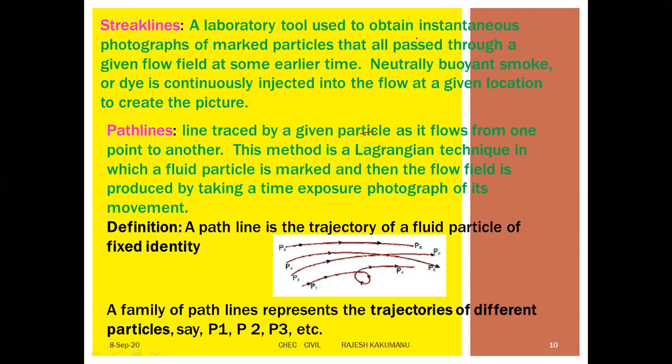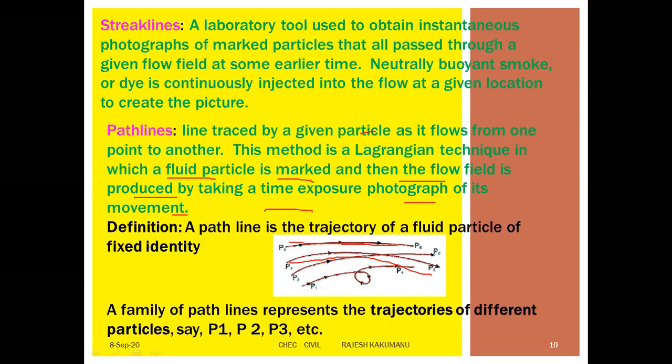Next, the path line method is the Lagrangian technique, in which the fluid particle is marked and then the flow field is produced by taking a time exposure photograph of its movement. See here, if you take P1, the path moves like this, makes a turn, and flows like this. P2 moves in this direction, P3 moves downward, and P4 moves in this direction. Like this, you have the exposure photograph of the movement.